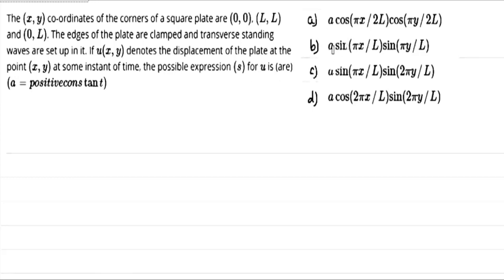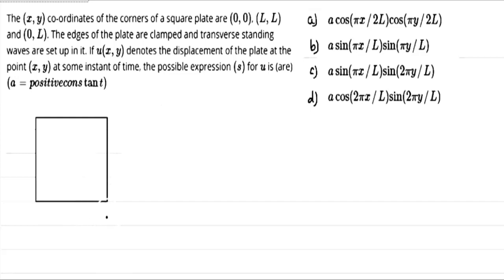Okay, so we need to check the options. Now what is the situation? The situation is like this. These are the corners of the square. Let's say this is our P, this is our Q, this is our R, and this is our S. So the coordinates would be 0, 0 here, 0, L here, and L, L here, and here it would be, sorry, L, 0. Here it would be L, 0 because it is lying on the x-axis.